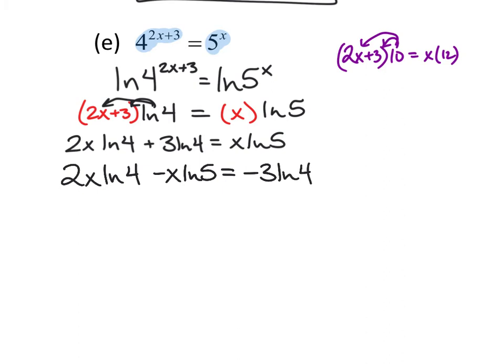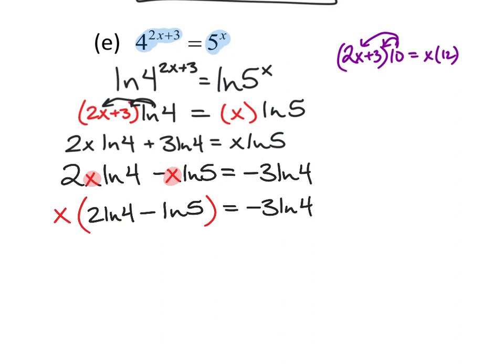So, inverse operations. If you notice now that both of these terms have an x in them, I'm going to factor that x out. It's called factoring out a value they have in common, and what's left over is 2 times the natural log of 4 minus the natural log of 5. That's factoring out a common term. We did this when we did inverse functions.